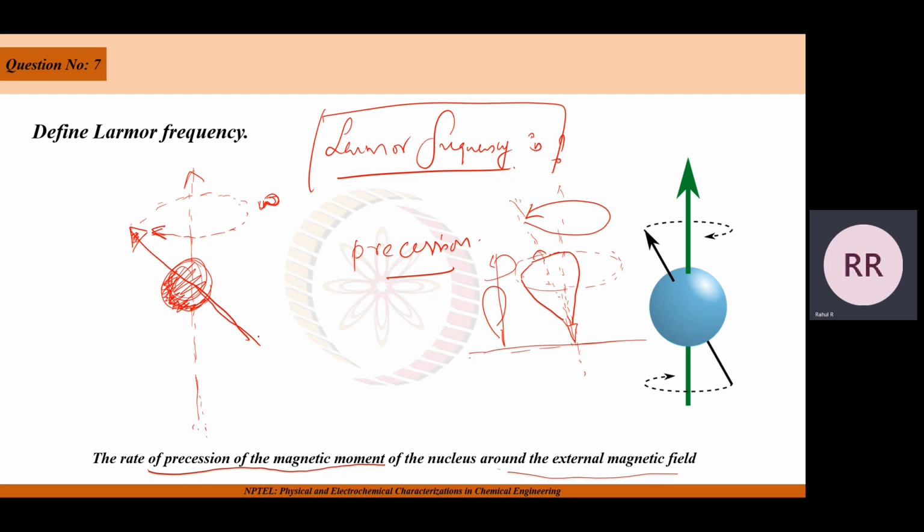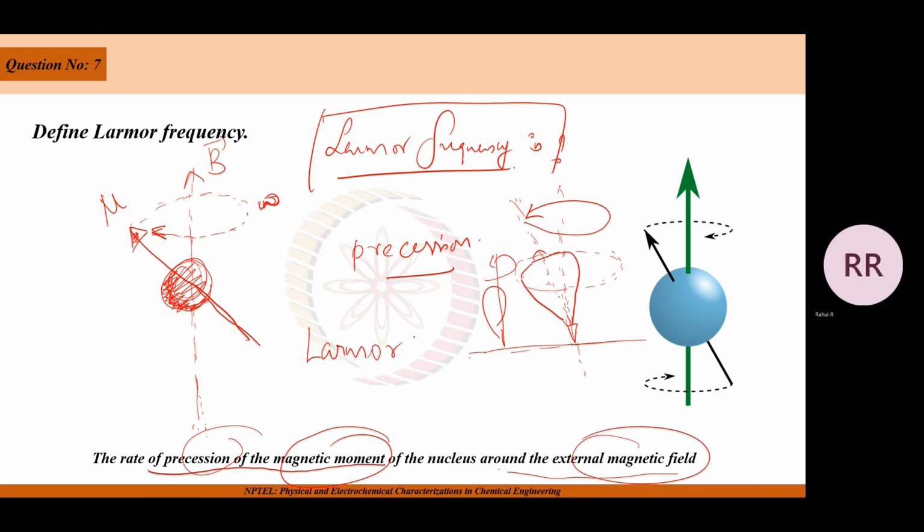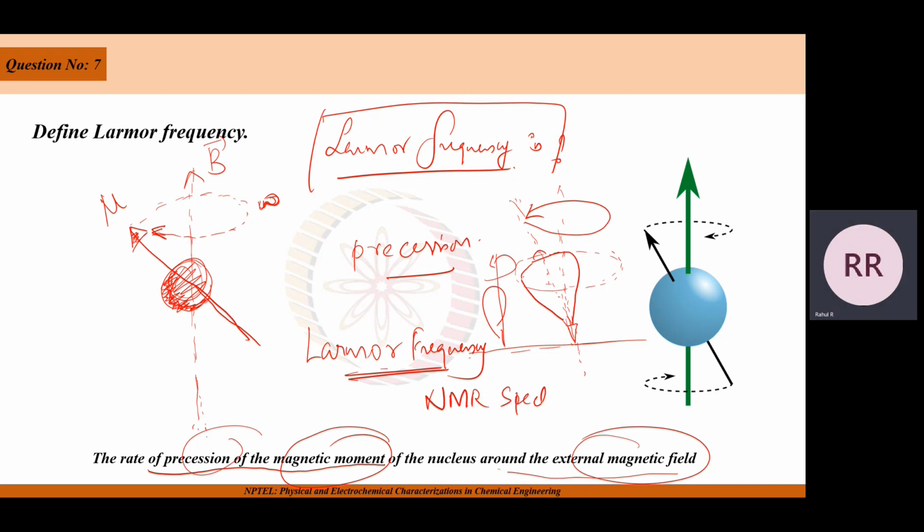When it comes to a nucleus, you have the magnetic moment that precesses around the external magnetic field. This is the external magnetic field. This is the magnetic moment mu. This is called the Larmor frequency. Larmor frequency is a very important parameter when we are talking about NMR spectroscopy. So I hope you guys were able to answer. The answer to the question is: Larmor frequency is the rate of precession of the magnetic moment of the nucleus around the external magnetic field.